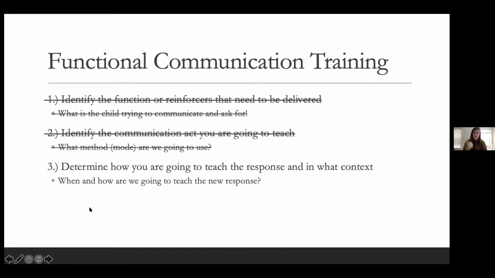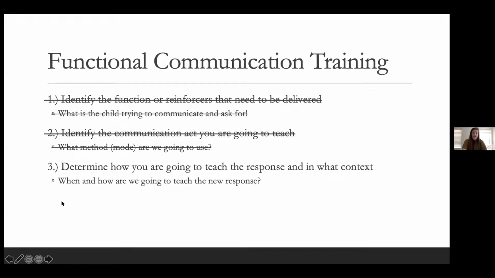All right, so we've identified the function. We've looked at choosing one of the different methods or modes of communication to teach. Now, how do we teach them using FCT? How do we teach them to use their words, or to exchange a picture instead of punching me in the face to get access to the iPad?